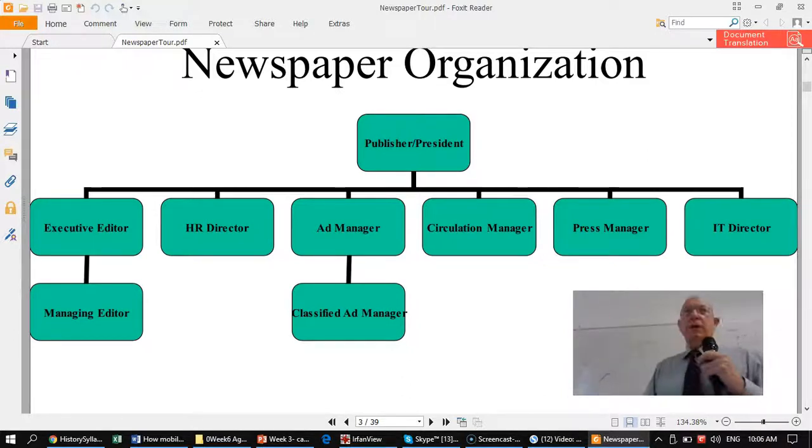So it gets much more complex than this once you get below this level. And it will depend on how many people you have on your staff as to how many other editor positions you must have. One of the things, because of the decline of advertising, in fact, let me go back. We were talking about Benjamin Day creating the penny press.